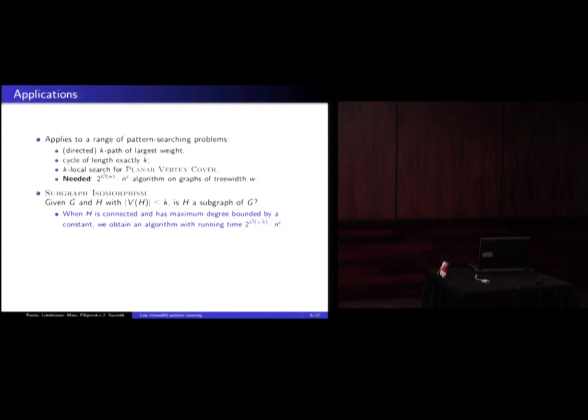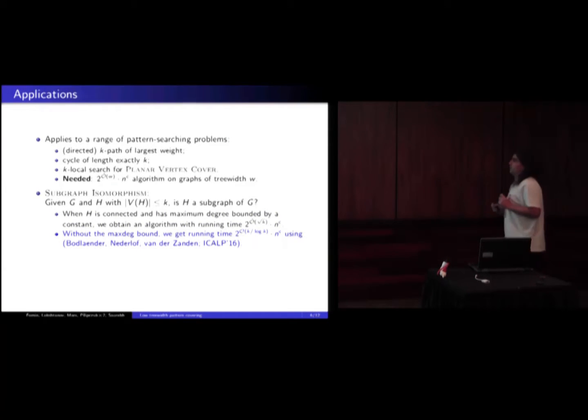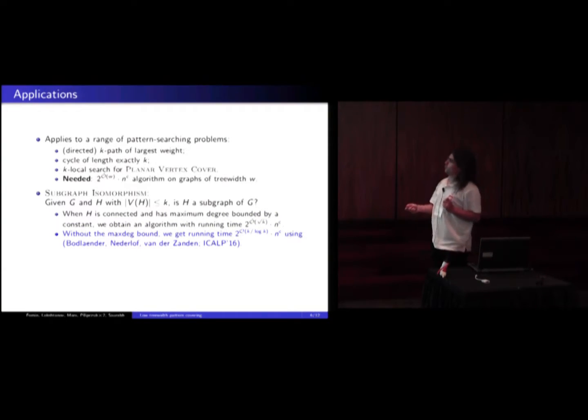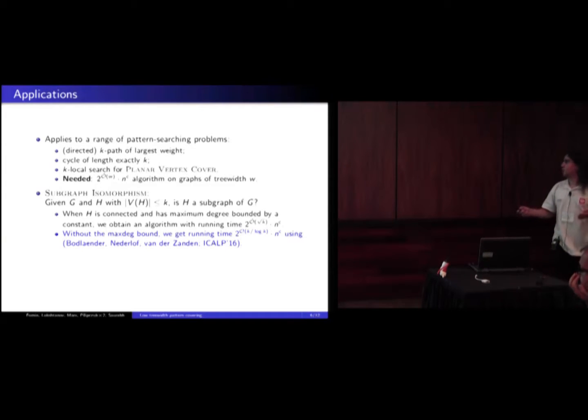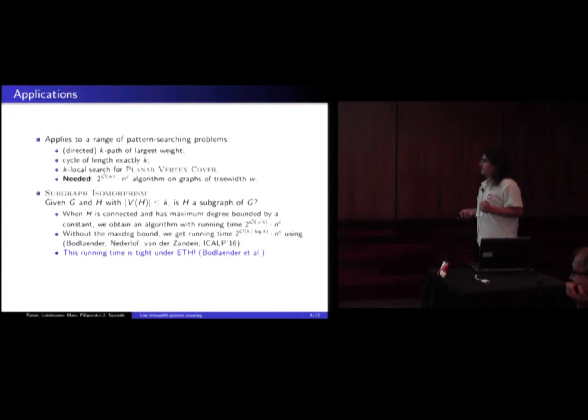Yes? And when we do not have this max degree bound, actually what blows up is this dynamic programming. Yes, there is a problem in this dynamic programming, and then we can still rescue an algorithm with running time roughly 2 to the order of k over log k. So we shave off this log k from the running time using some techniques that were done by Bodlaender et al. this year at ICALP. And interestingly, it turns out that without this max degree bound, this running time is optimal under ETH.